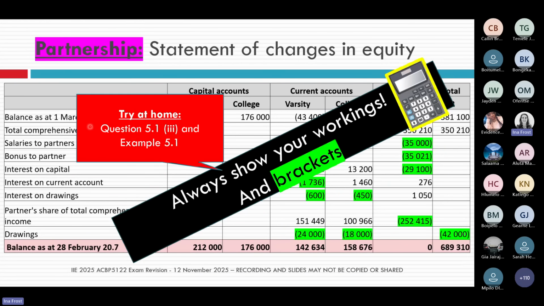So once you've finished your general ledger accounts, you can hold the two next to each other, your statement of changes in equity and your general ledger. Then you'll be able to see that all the amounts are exactly the same. The one is just the statement of changes in equity, and the other one is your general ledger account. Question 5.1 is a really good revision question in Learning Unit 5, because it takes you through everything in terms of the partnerships.